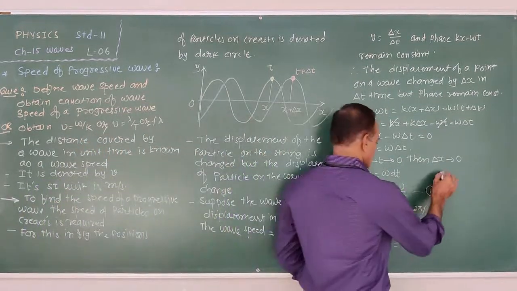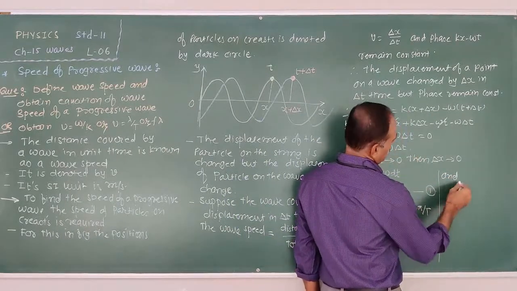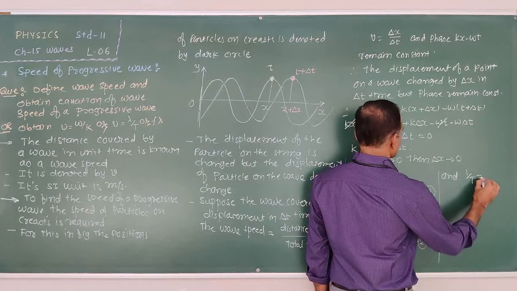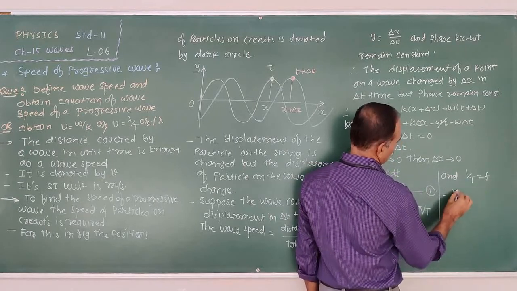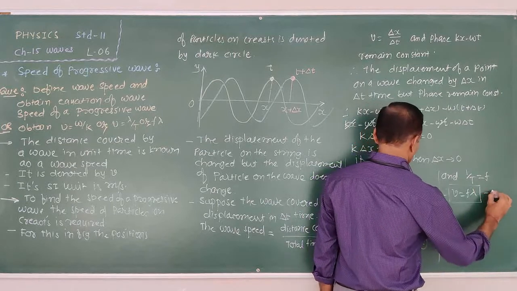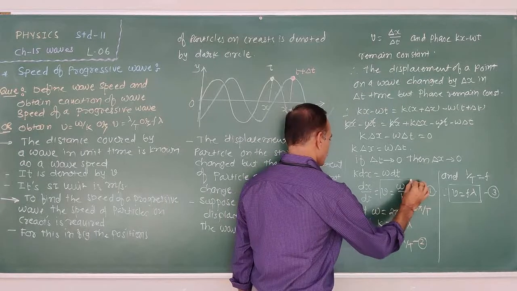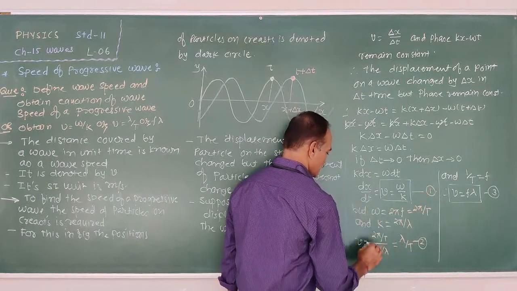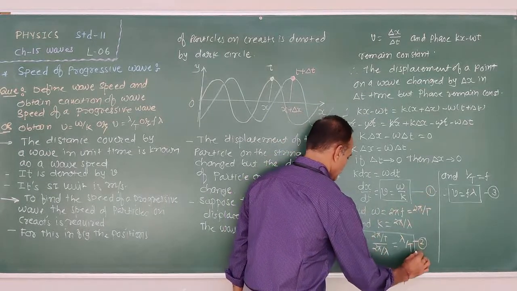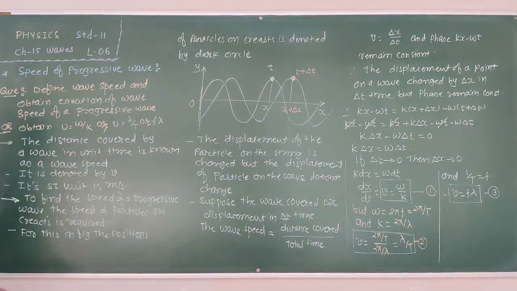And also we know that one upon T is equal to f. Therefore, wave speed is equal to f lambda. That is our third equation. So these are the equations of wave speed for a progressive wave in a string. Very easy. So how do we obtain them?